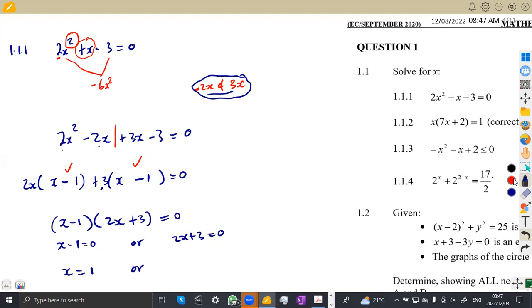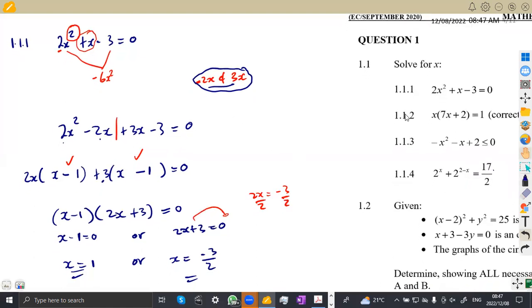Or here, we can have 2x is equivalent to negative 3. If we transpose 3 to that side, then you divide by 2 both sides. So that means x is going to be negative 3 over 2. All right, so these are the possible values of x that we determined by using the factorization concept.